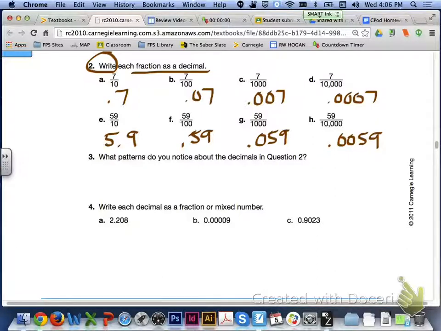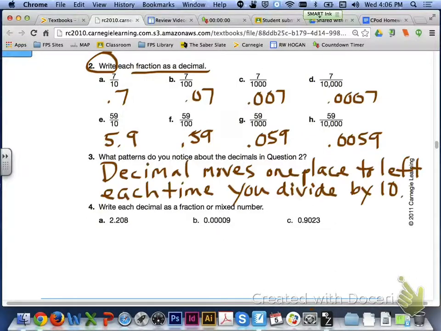Take a look at number 3 now and see if you can figure out any patterns that you notice about the decimals that you came up with for your answers in question 2. Hopefully one thing that you noticed, a pattern that you noticed about the decimals in question 2 was that the decimal point was moving one place to the left each time that you would divide by 10.